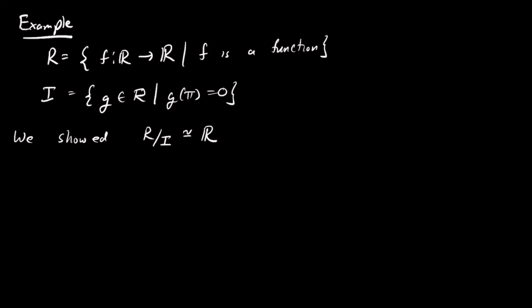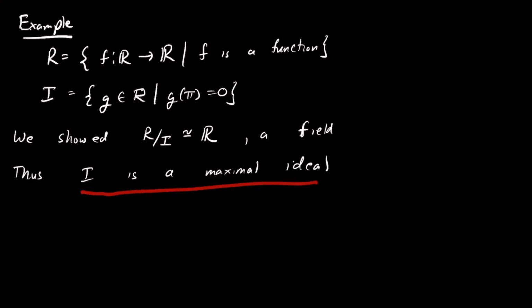In our first isomorphism video, we showed that R mod I is isomorphic to the real numbers. Well, what are the real numbers? The real numbers are a field, right? So we have that R mod I is going to be a field, and this shows me that I is a maximal ideal. All right, so this is kind of a nice application of the theorem. I'm able to show that I is maximal just by showing that R mod I is a field.